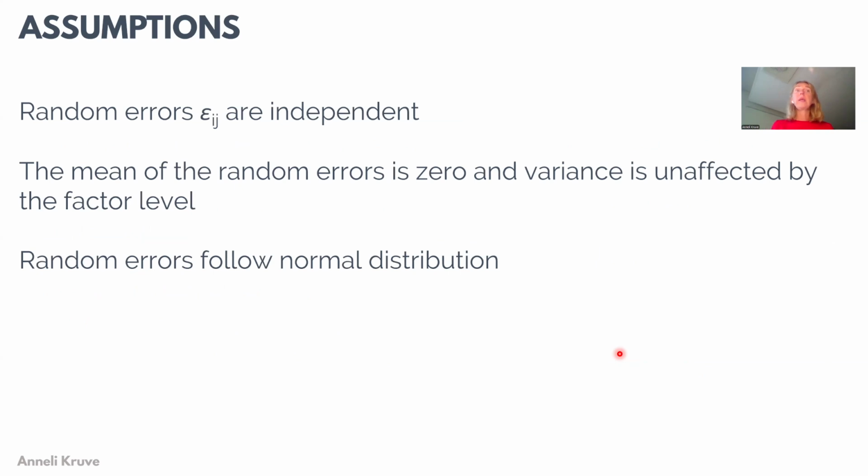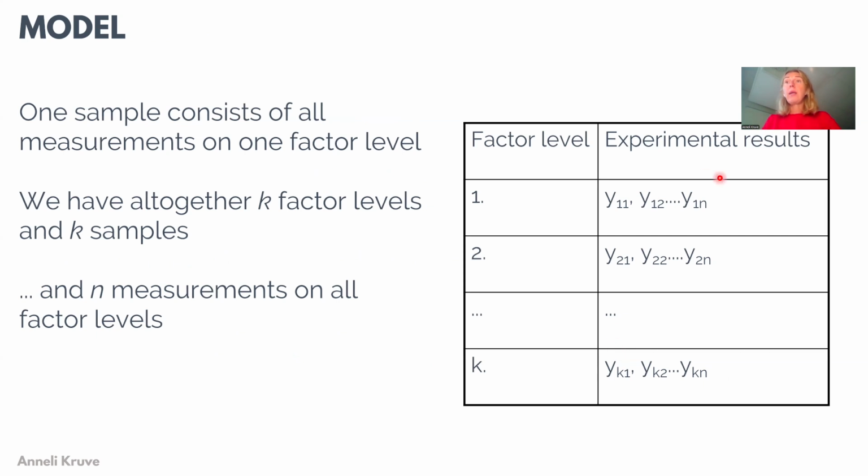Secondly, we are assuming that the mean of the random errors is 0, which usually holds, but important is also that the variance is unaffected by the factor level. This in practice in chemistry means that the repeatability on each of the levels is insignificantly different from the other levels. So the repeatability stays basically the same, independent of whether we are testing pH 3, pH 4, pH 5, or pH 6. And in many cases, this holds.